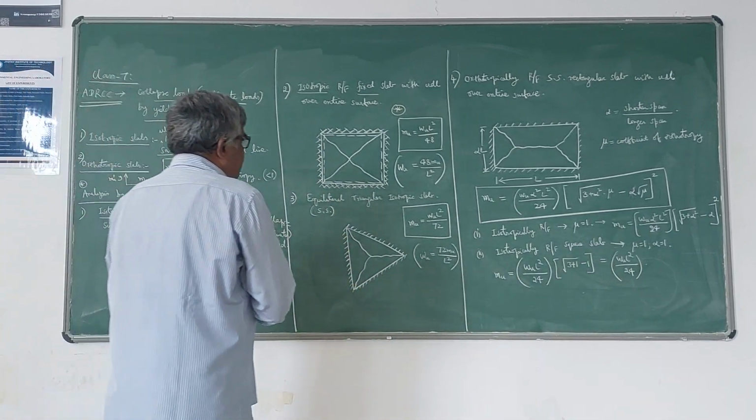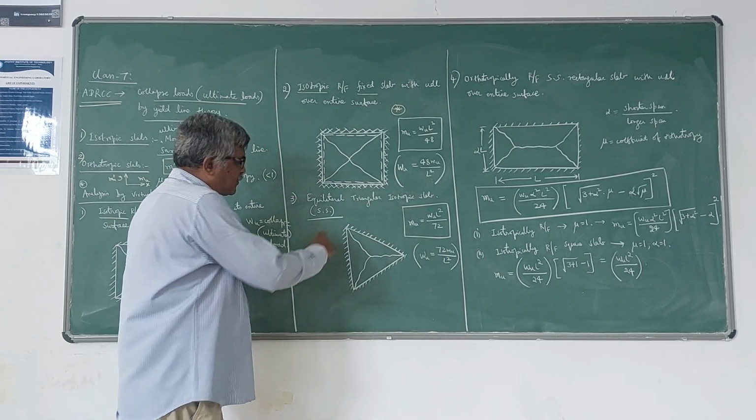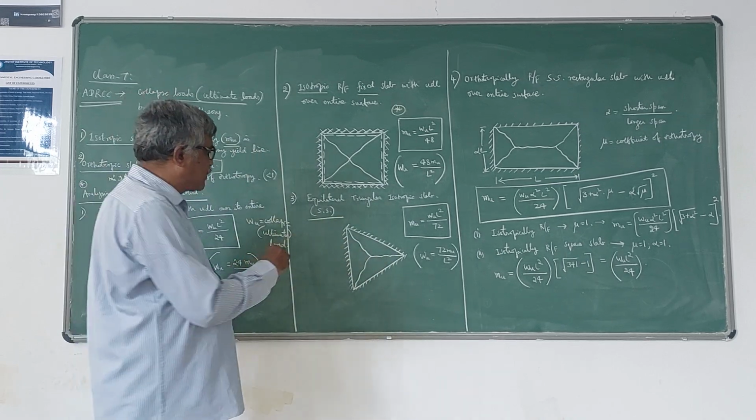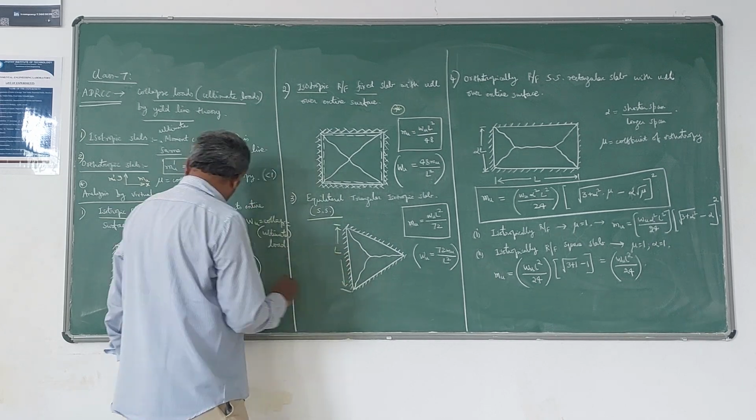The third case is an equilateral triangular isotropic slab with simple supports. You can see this is an equilateral triangle. All the three sides are equal. So L is the span here. Here also this is L.